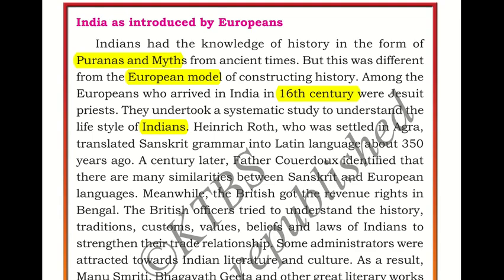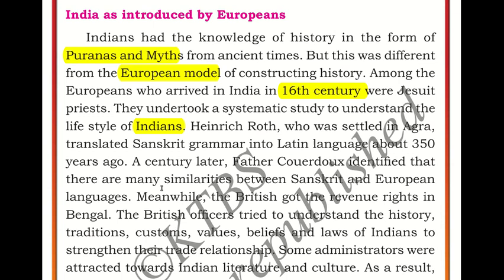So, these are going to give you, one by one, the different initiatives taken by the Europeans who came into India in 16th century about their efforts in documenting the history of Indians. So we have the Jesuit priests who undertook a systematic study to understand the lifestyle of Indians.